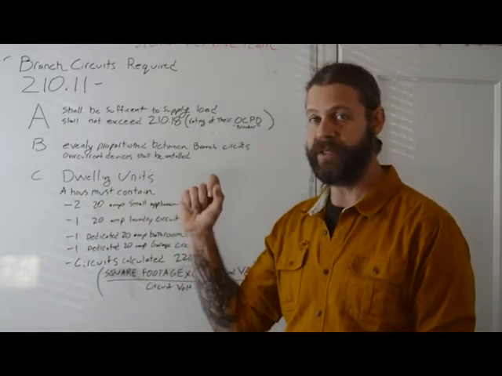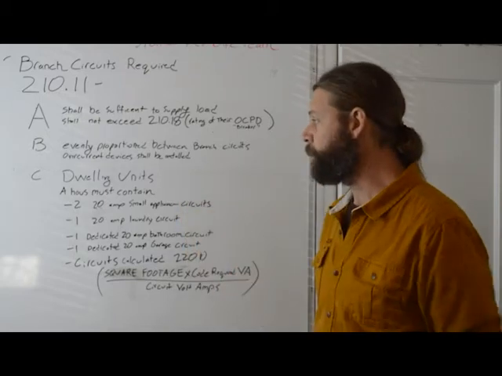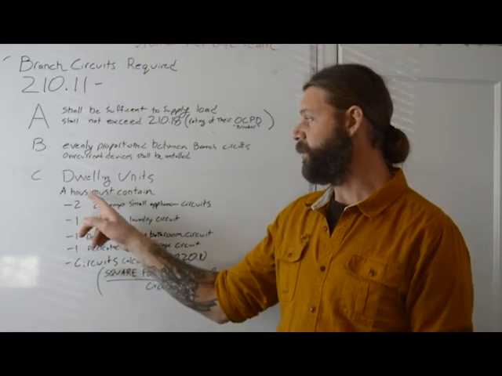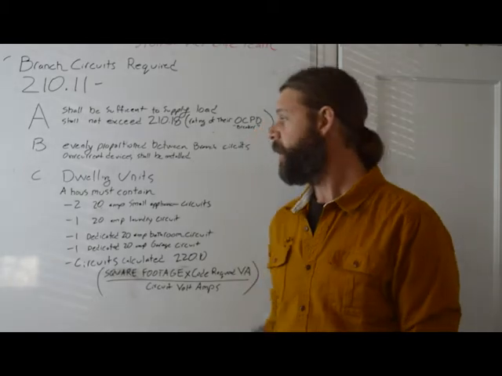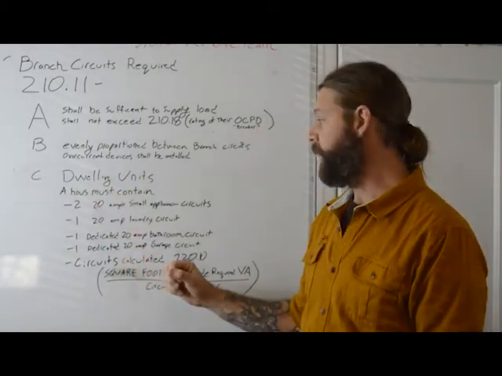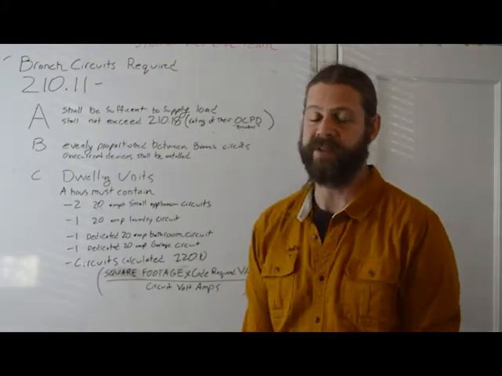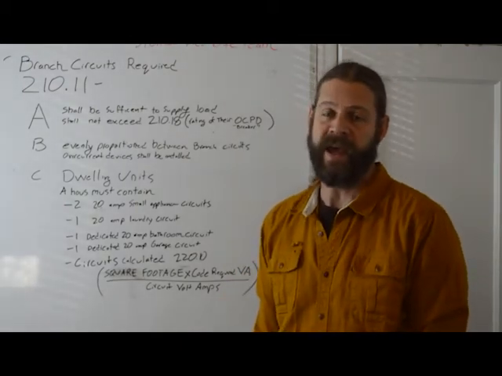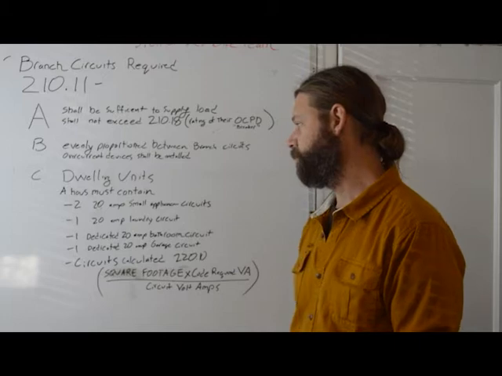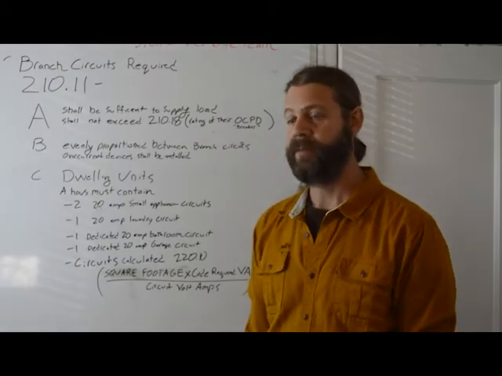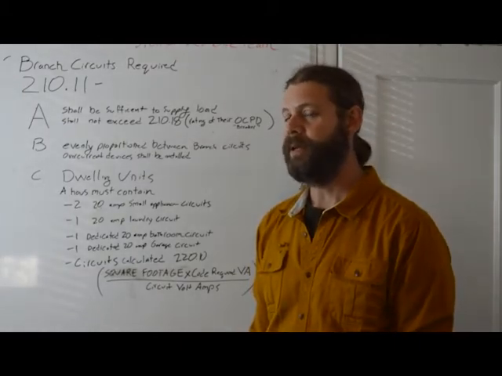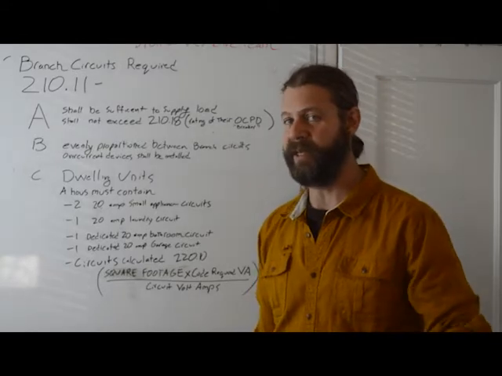C has to do specifically with dwelling units. So this is a house, forgot the E, forgive me for it. In a dwelling unit, it must have two, count them, 20 amp small appliance circuits. Small appliance circuit is like for a refrigerator and a dishwasher. Or maybe not. It must have two small appliance circuits that go into the kitchen.